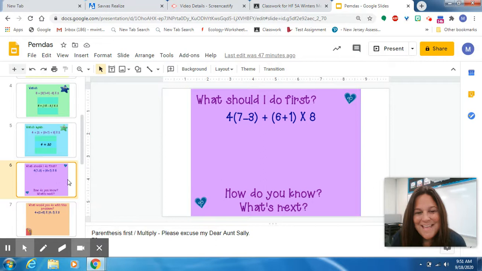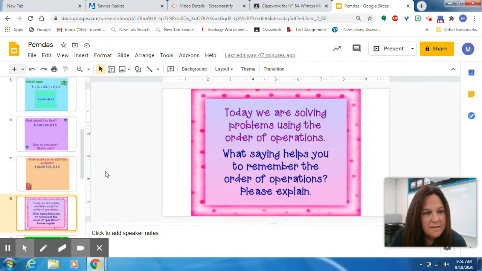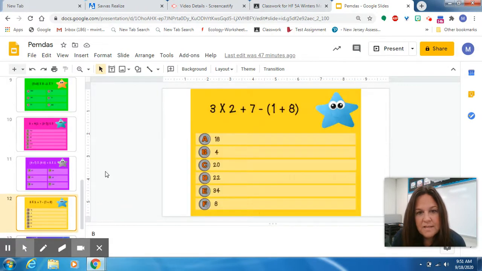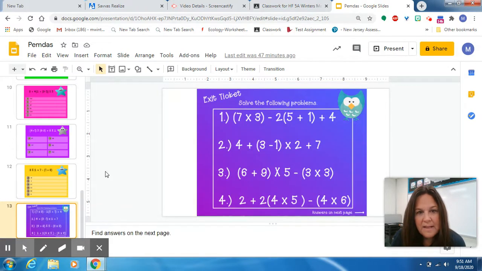Then you can watch again. And now for this one, how do you know what's next? What should you do first, and then what should you do next? You can go ahead and work on that one and make a little text box here and give me your answer. Same for that one and that one. These, you're just going to choose the correct answer and submit it back to me.